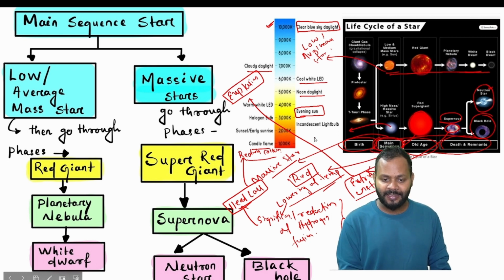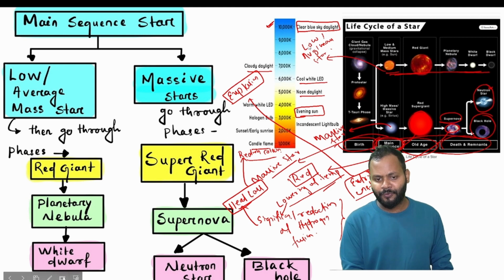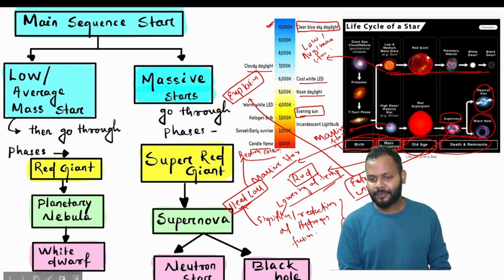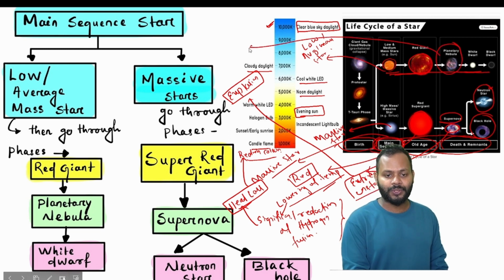This neutron star or black hole is possible when the star is very big, a massive star. Now in the upper side I have given an example of low and average mass. In the case of low and average mass, it is again the same thing: a red giant, and after that stage there is a planetary nebula. This is also a stage of explosion.